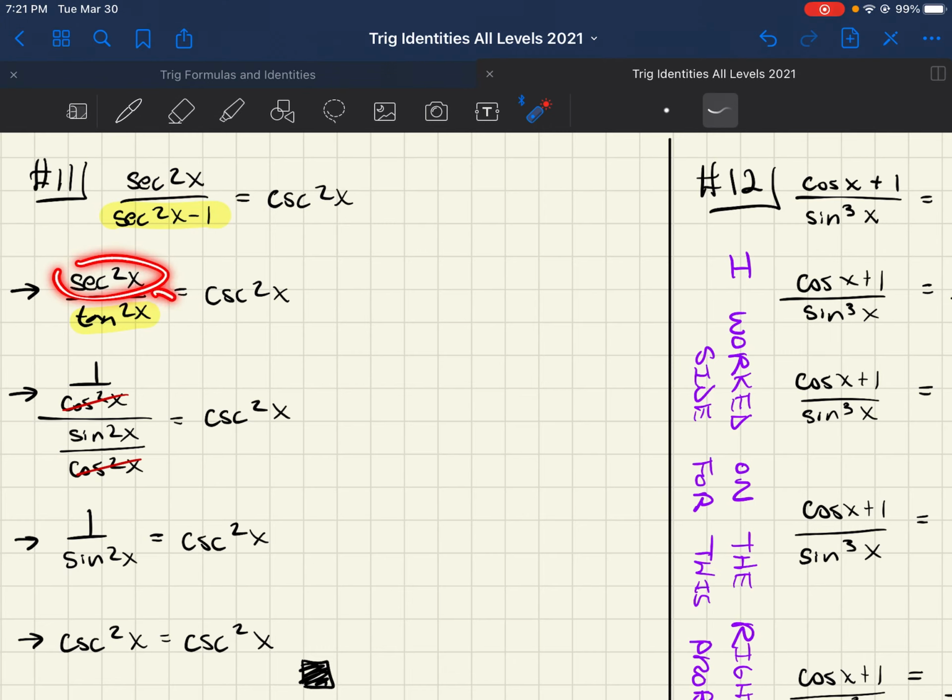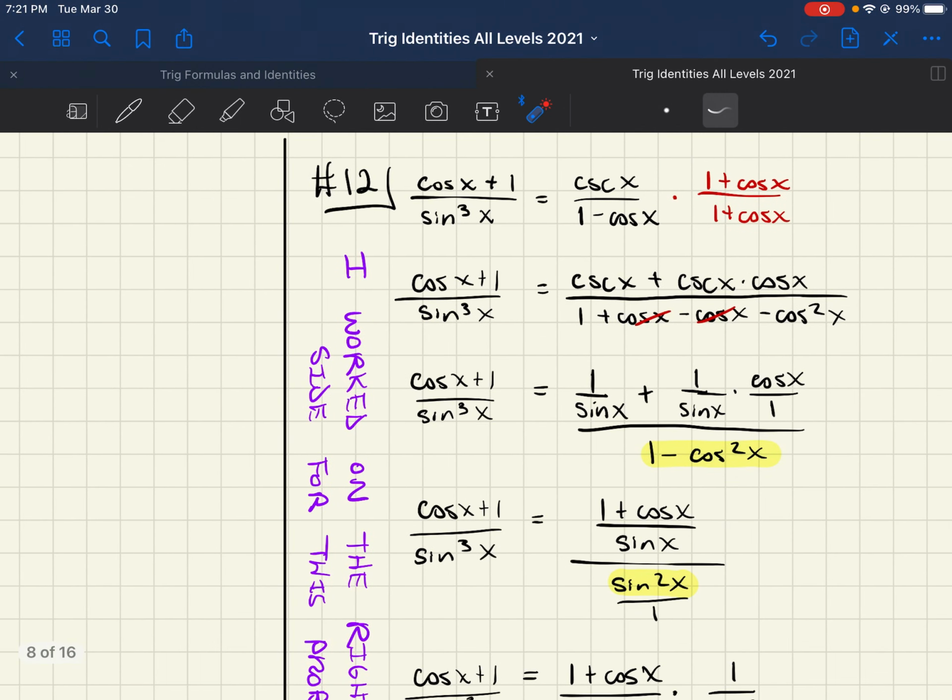So secant squared decomposes into 1 over cosine squared. Tangent squared decomposes into sine squared over cosine squared. Notice again, fraction over a fraction. Denominators are the same. They'll cancel. Now we have 1 over sine squared, and 1 over sine squared is cosecant squared, and we're done with our proof.